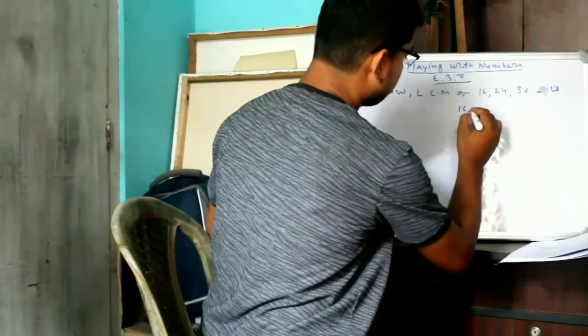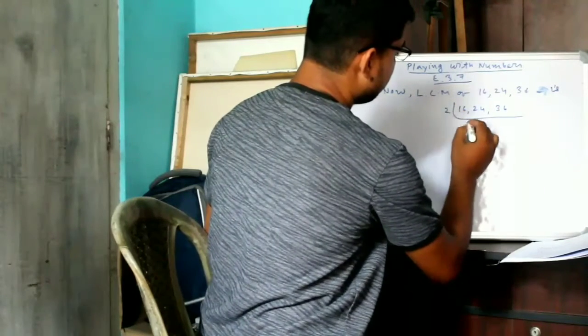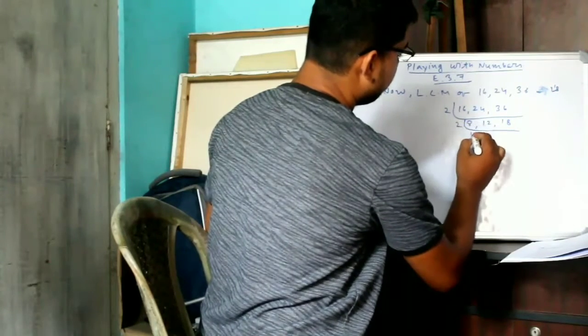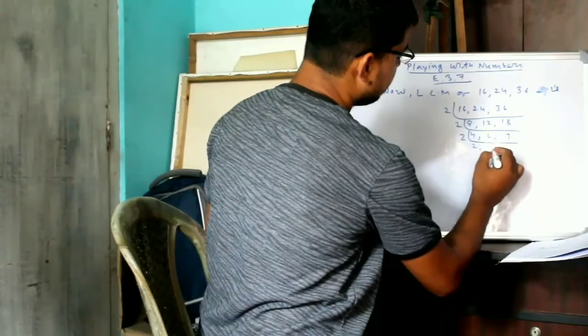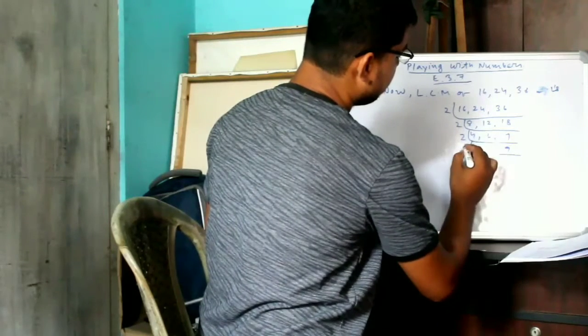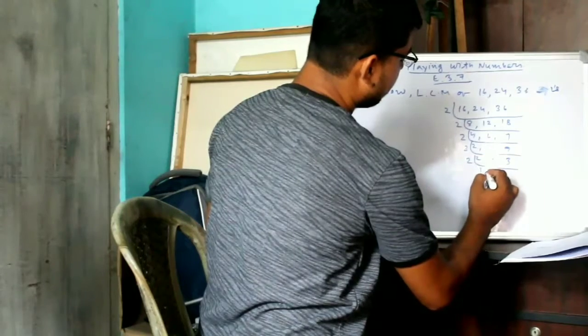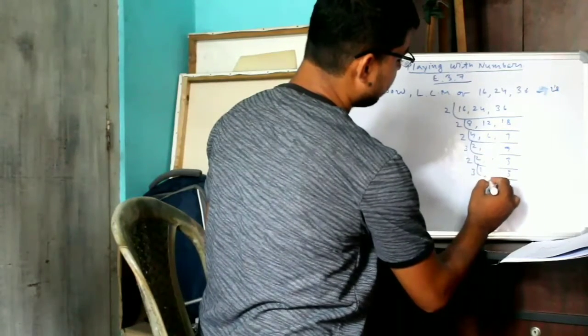16, 24, 36. Dividing by 2: 8, 12, 18. Again by 2: 4, 6, 9. Again by 2: 2, 3, 9. Again by 2, then 3: we get 1, 1, 1.